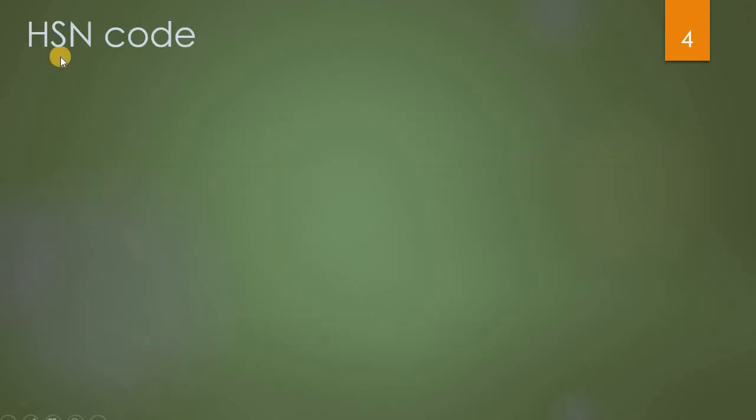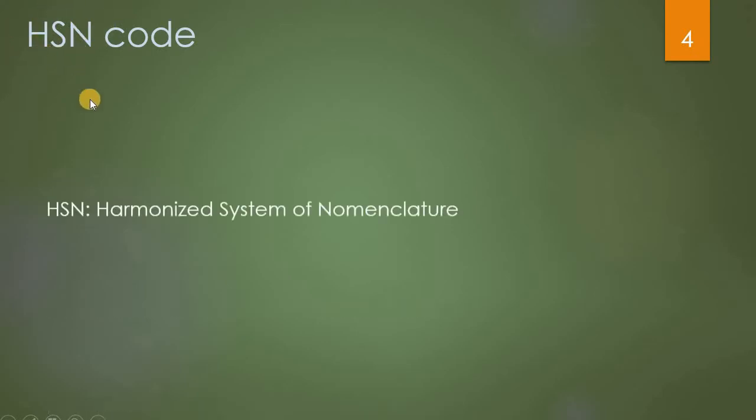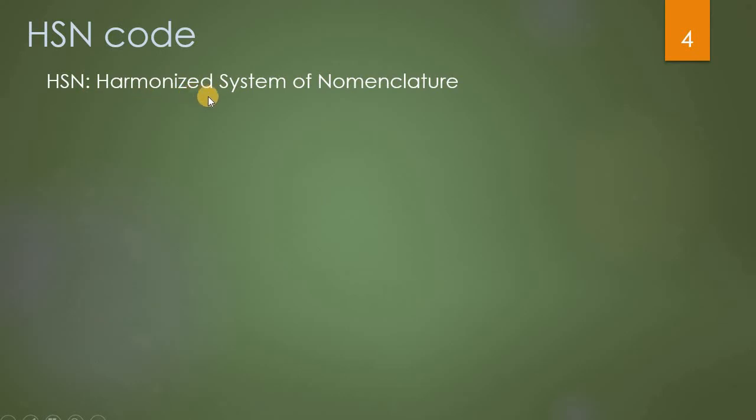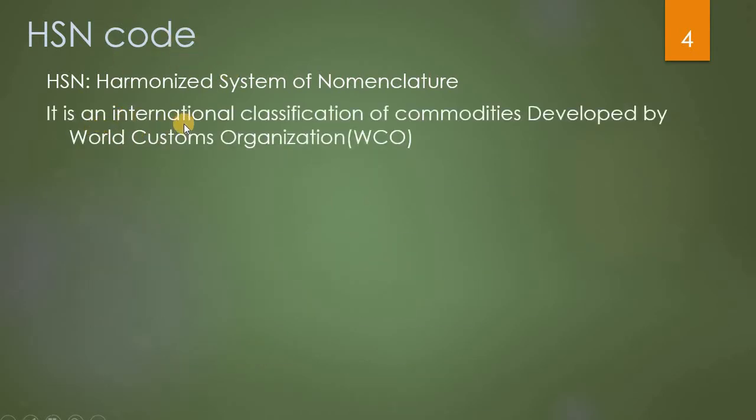So what is HSN code? What is the full form of HSN first of all? HSN means Harmonized System of Nomenclature. That means there is a system or uniformity in the system of description. Now how did this code emerge? It is an international classification of commodities which was developed by the World Customs Organization.